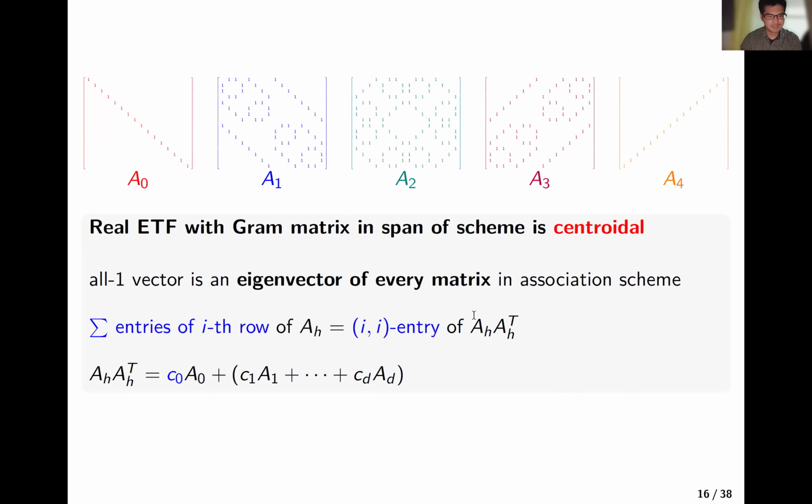To do that, let's fix a matrix, say A_H, and consider the sum of the entries in the ith row. That's just the (i,i) entry of A_H times A_H transpose, but this is in the span of the association scheme. So it's a linear combination of the things in my association scheme. In particular, it has a component that corresponds to the identity matrix. So all of the diagonal entries are equal to c_0. In other words, if I take any row whatsoever, the sum of the entries of that row is always c_0, and thus the claim is shown.